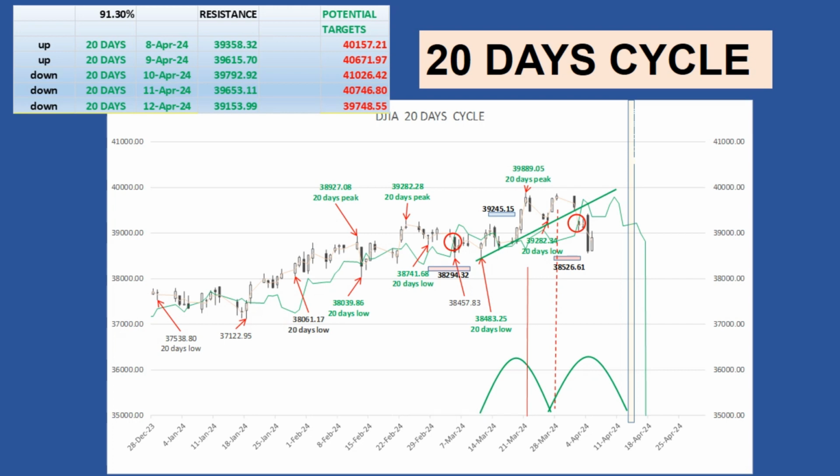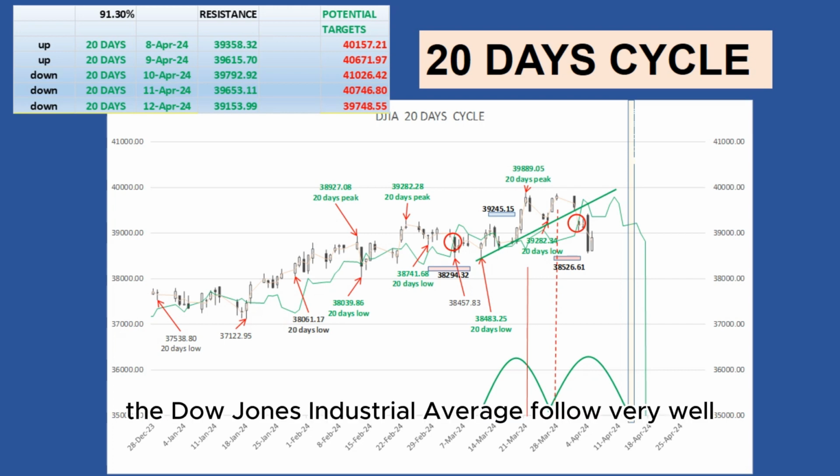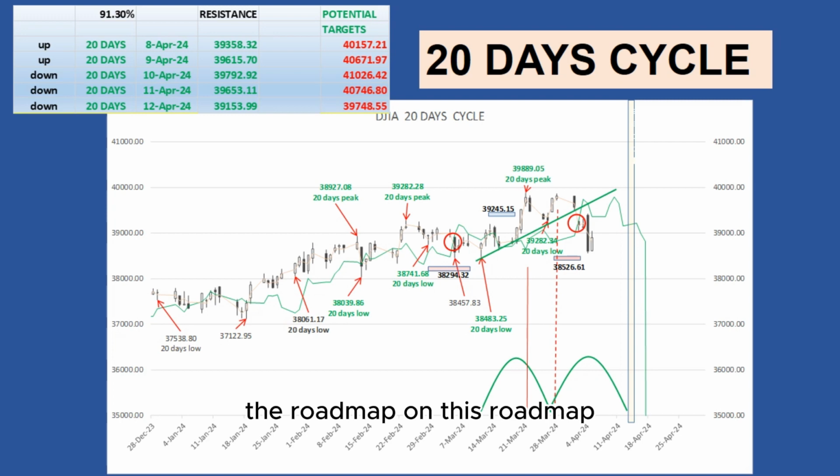The 20-day cycle. The Dow Jones Industrial Average follows the roadmap very well. On this roadmap, last week, I expected the Dow Jones Industrial Average to form a high around the first week of April.